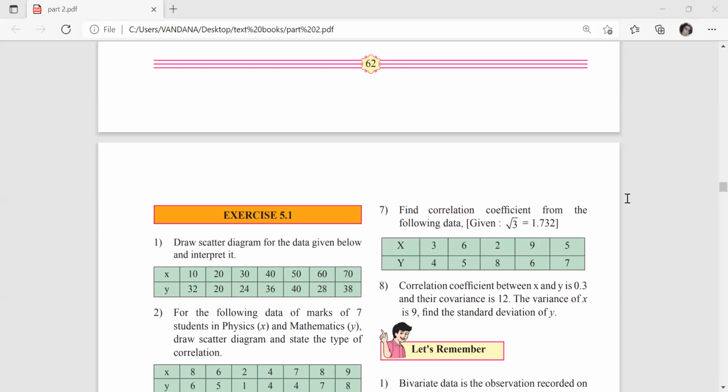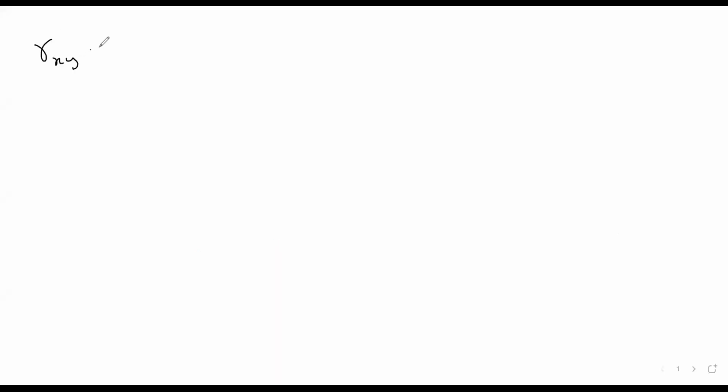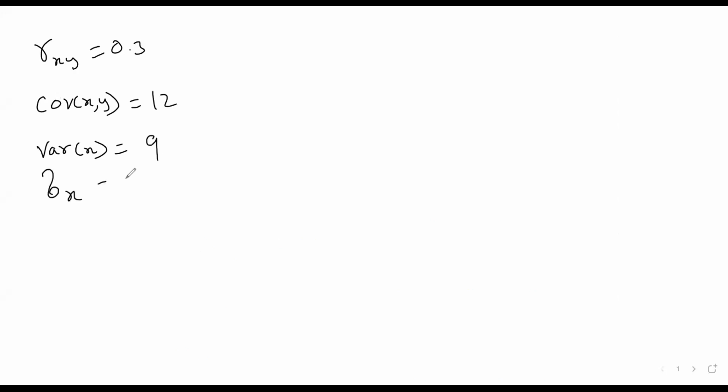Correlation coefficient between xy is 0.3 and their covariance is 12. Variance of x is 9. Find standard deviation of y. Correlation between xy is 0.3, they have already given. Covariance is 12. Then variance of x is 9, so standard deviation of x is 3. And we have to find standard deviation of y.